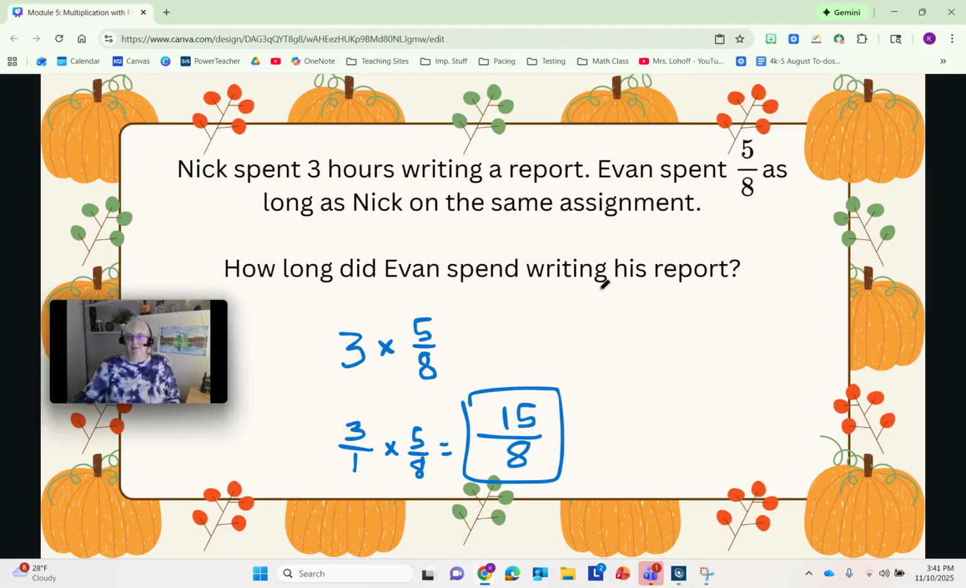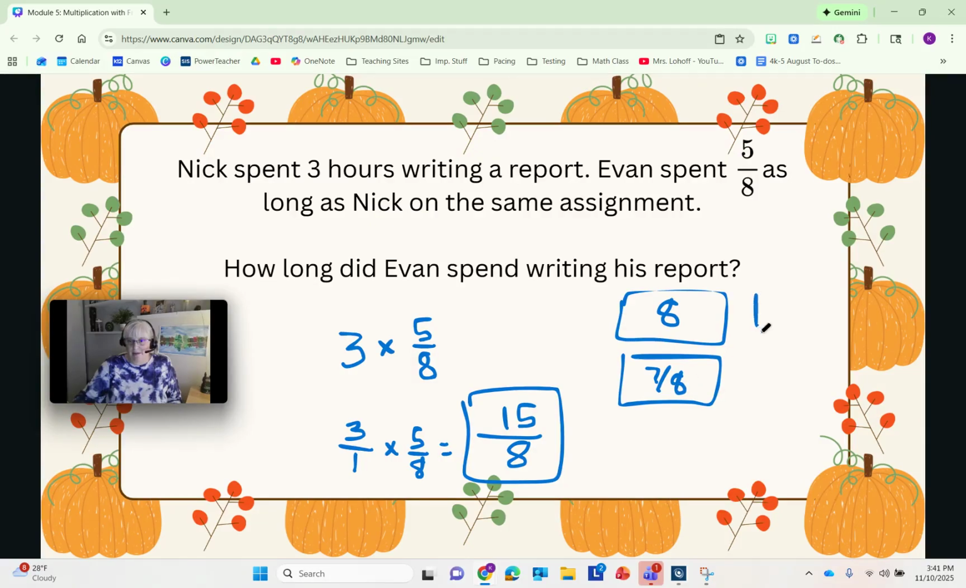We need to figure out how many hours Evan spent writing his report. 15/8 of an hour is more than 1. For every hour, I need 8. So there's 1 hour, and I have 15 total. That means I'm going to have 7/8 here, because 8/8 plus 7/8 is 15/8. So we have 1 and 7/8 of an hour. That's how long Evan spent.